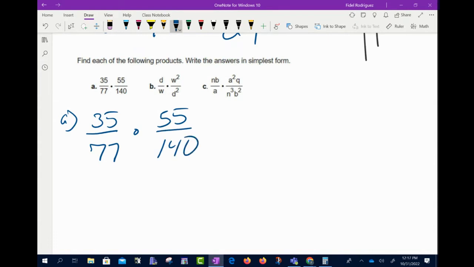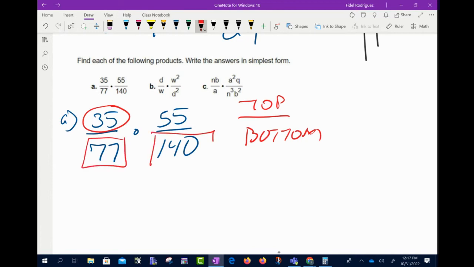What we're going to do is we don't want to just multiply straight across. We want to try to reduce our fractions. We want to try to make our fractions smaller. Okay, now, y'all, the way we make our fractions smaller is we reduce numbers on the top with numbers on the bottom, okay? So what I mean by that, this 35, I'm going to try to reduce it either with my 77 or with the number 140.